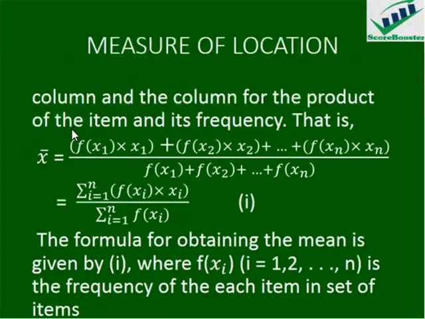You first have to add all the column for the product of item and its frequency. So this is the frequency of x1, which is the first item, multiplied by x1, plus the frequency of x2 multiplied by x2, up to the last item, which is the frequency of xn multiplied by xn, divided by the sum of all the frequencies of the items, which I have explained earlier. So this can also be written in a simpler form like we did for the first formula, which now is summation i equals 1 to n of f of xi multiplied by xi, and that is what we have here.